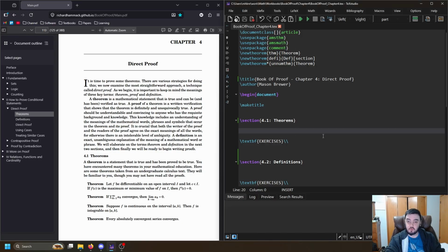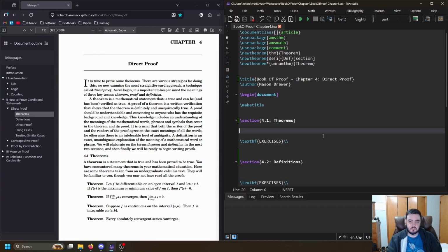Okay, direct proof. It is time to prove some theorems. There are various strategies for doing this. We now examine the most straightforward approach, a technique called direct proof. A theorem is a mathematical statement that is true and can be, and has been, verified as true. A proof of a theorem is a written verification that shows that the theorem is definitely and unequivocally true. A proof should be understandable and convincing to anyone who has the requisite background and knowledge.